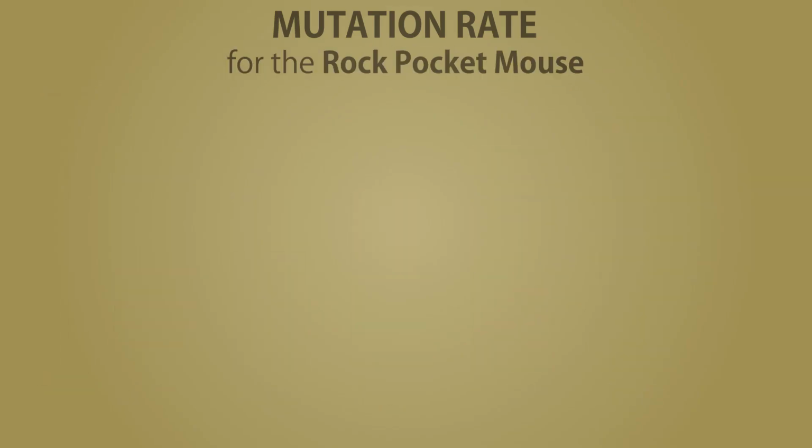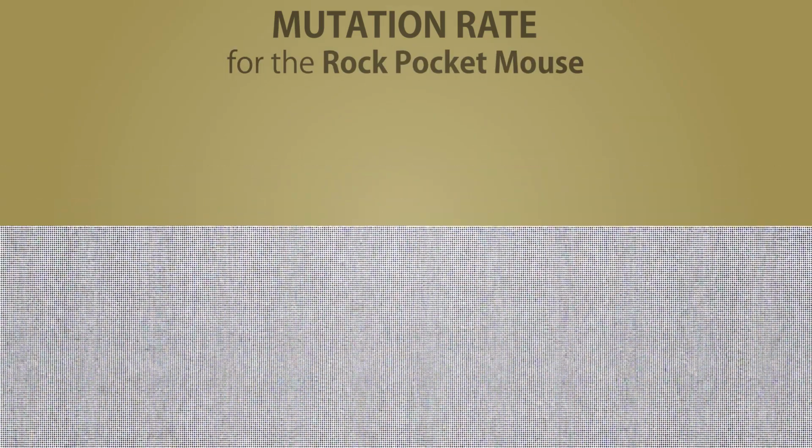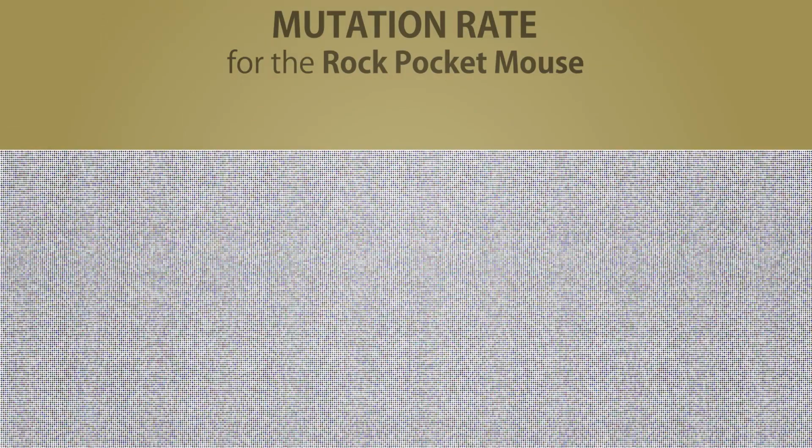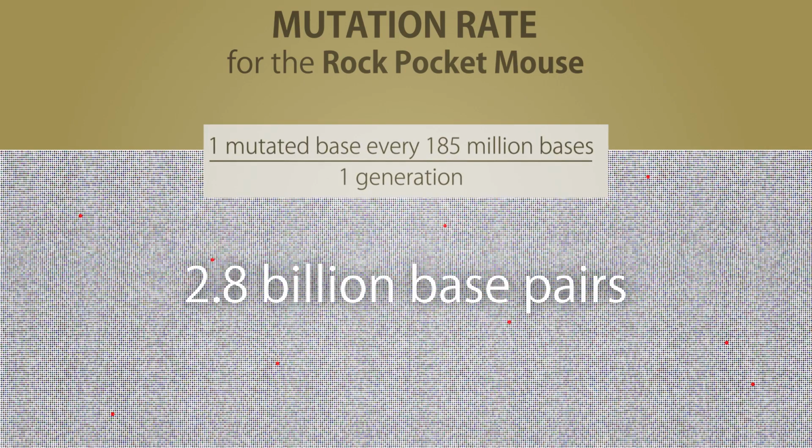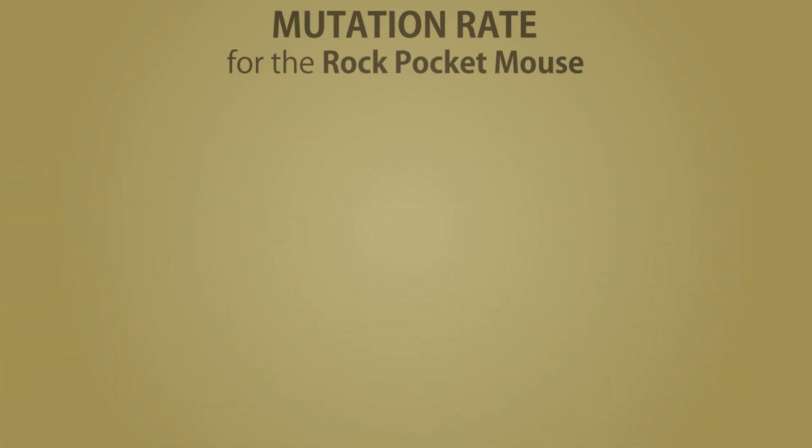Fortunately, mice have been studied over many generations. Mice have a total of about 2.8 billion base pairs, all potential places where a mutation could happen. Scientists have figured out that every generation, 1 base out of every 185 million of those bases will be mutated. So what does that mean for a population? Well, here's another way to look at it.